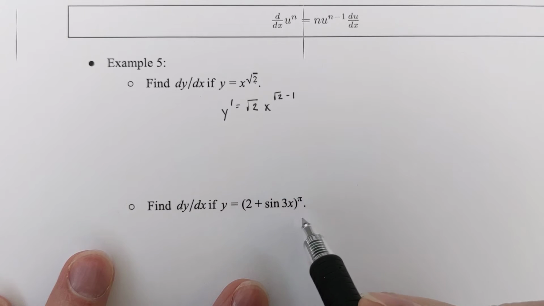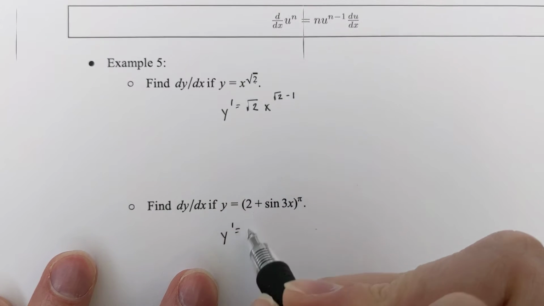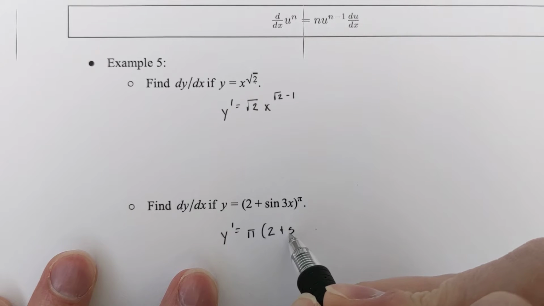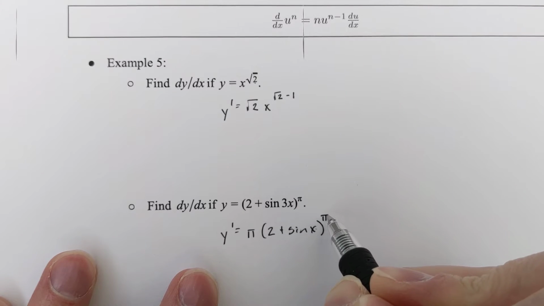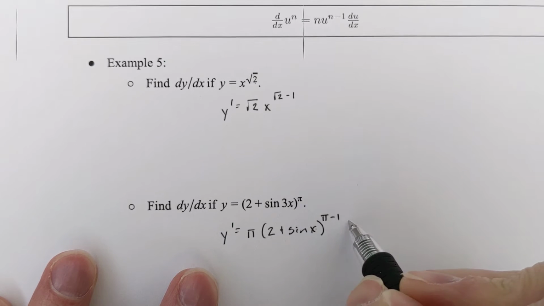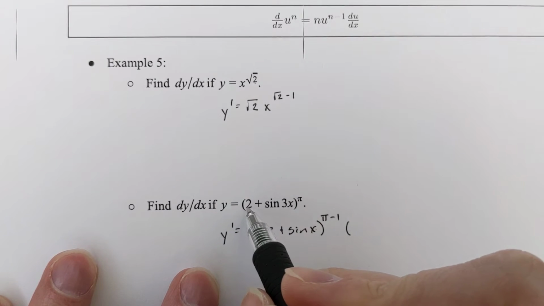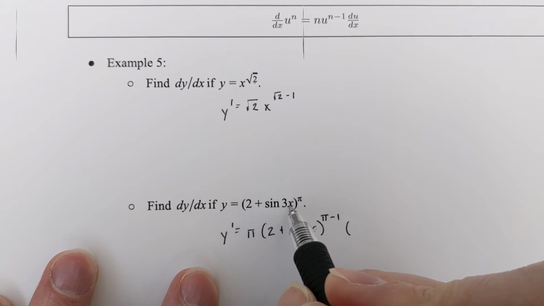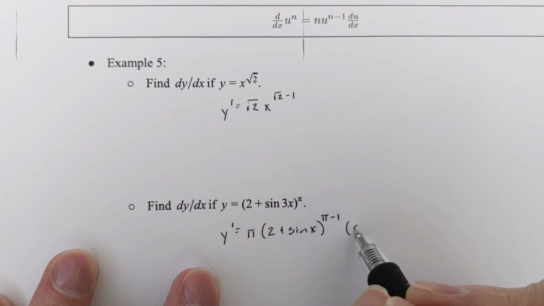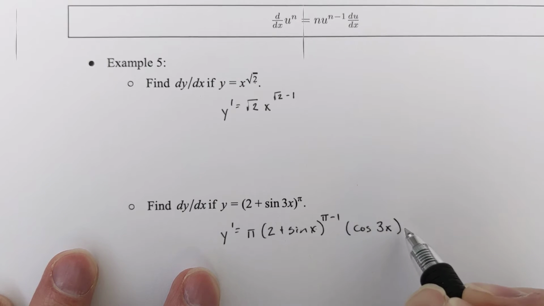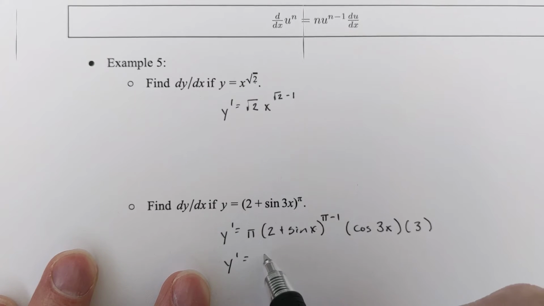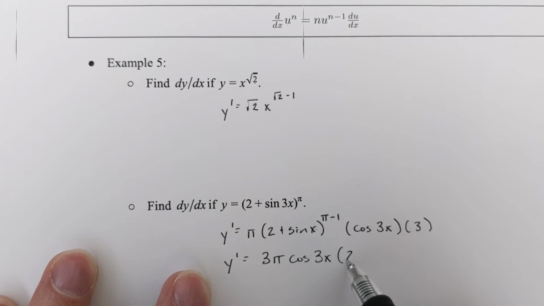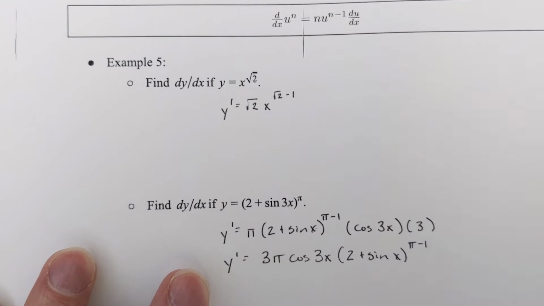Down here, this one's technically a chain rule. So the pi comes out front, leave the inside alone, and then you subtract 1 from your exponent, and then you multiply by the derivative of the inside. Well, the derivative of 2 is 0. This one here, though, is another chain rule. So the derivative of sine 3x is: take the derivative of the sine, leave the 3x alone, and then multiply by the derivative of the 3x. Cleaning this up, you would have 3 pi cosine 3x times 2 plus sine x to the pi minus 1. And that would be your final solution.